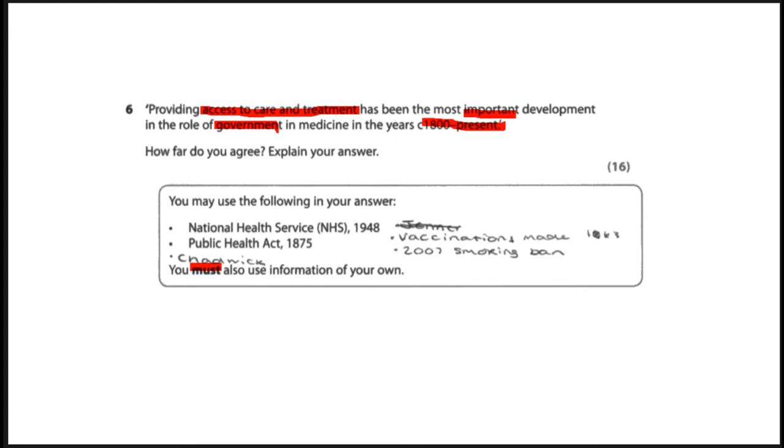So you can see in those little bullet points, you've got the Public Health Act of 1875, which is not about providing access to care and treatment. It's about public health, cleaning up streets and ensuring that the public health is in a good condition. And we've got the NHS from 1948, which obviously is about providing care and treatment. The person who answered this question wrote Chadwick down, vaccinations made compulsory, and the smoking ban. Some of that is about care and treatment, some of it is not. So that's the way to think about your answer. You are weighing up this idea that providing access to care and treatment was the most important thing versus other things that the government might have done.